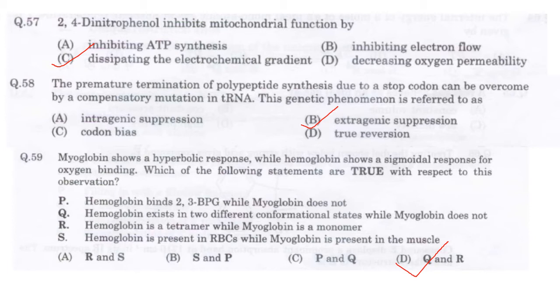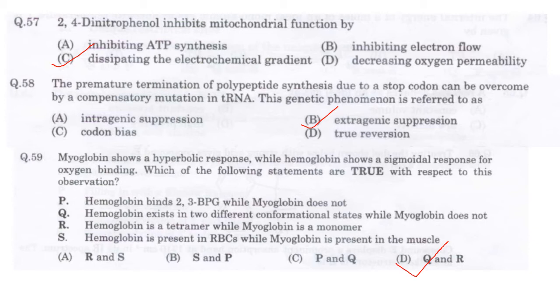Next one, 2,4-dinitrophenol inhibits mitochondrial function by, and options are inhibiting ATP synthesis, inhibiting electron flow, C, dissipating the electrochemical gradient, decreasing oxygen permeability. Answer is option C, dissipating the electrochemical gradient, and this will result in reduction in production of ATP. Then next one.